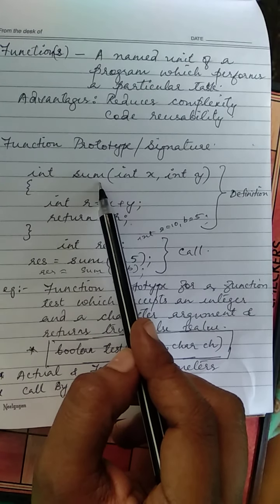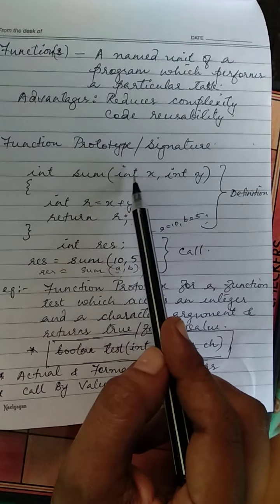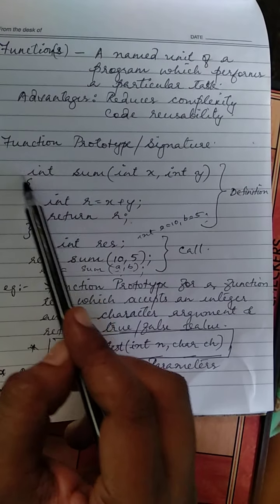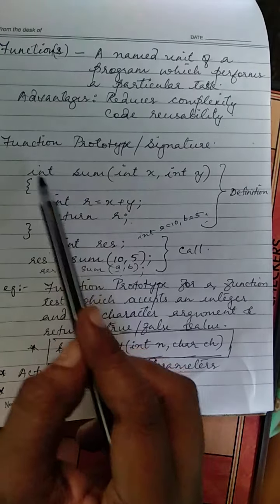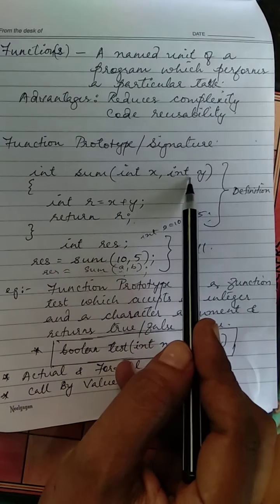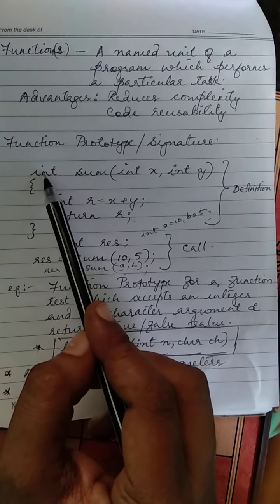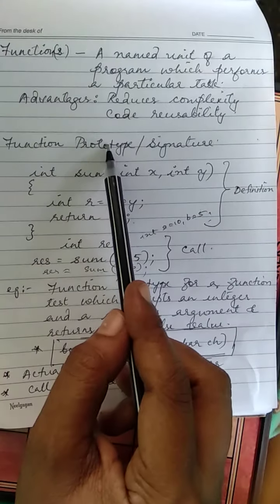the name of the function, then number of parameters, type of parameters, as well as the return type of the function. These all are included in a prototype. Prototype contains the name of the function with the number and type of parameters and the return type of the function. So this much includes function prototype.